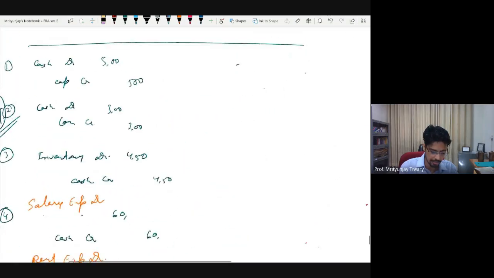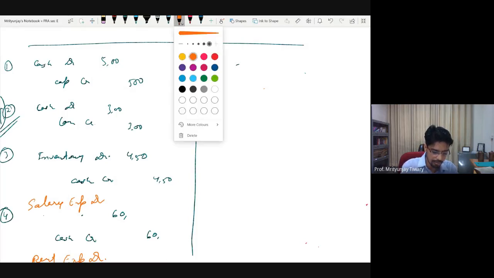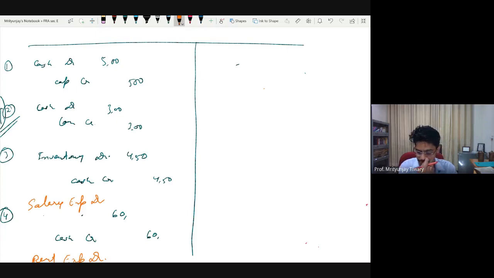Okay, I can prepare it here. So the next stage will be here in this space, so that you can keep seeing these journal entries side by side. So we prepare something that is called a T account because it will look like this.